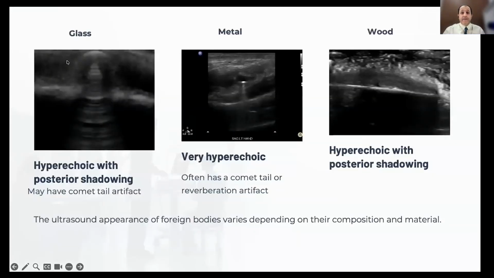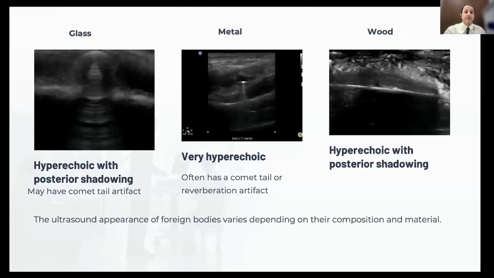Different foreign bodies have different appearances. For example, glass is hyperechoic with posterior shadowing, and sometimes has a comet-tail artifact. For metal, we have a very hyperechoic object that often has a comet-tail or reverberation artifact. And wood is hyperechoic with posterior shadowing. So the ultrasound appearance of a foreign body is based on the object's composition and material.